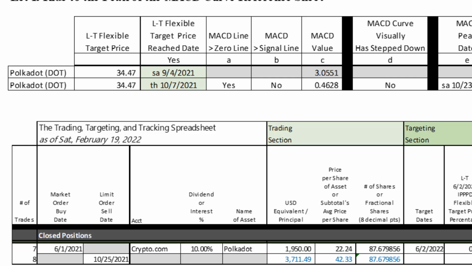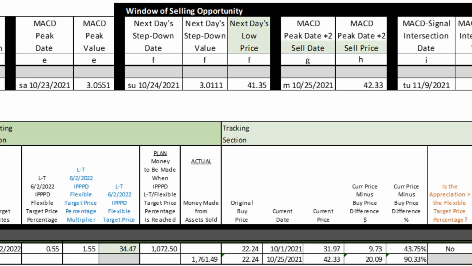Polkadot's record of sale. Details of the Polkadot sell trade have been brought down into the trading, targeting, and tracking spreadsheet. See the Polkadot sell trade of October 25th, 2021. Instead of a return on an investment in Polkadot of 55%, the return was 90.33%. We planned to make $1,072.50, but we actually made $1,761.49. Because the sell trade was made before June 2nd, 2022, we have a short-term capital gain for tax purposes.